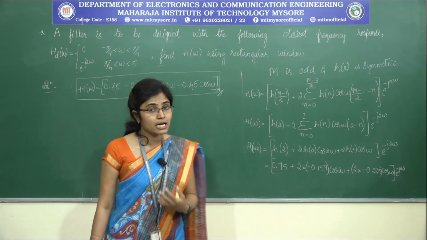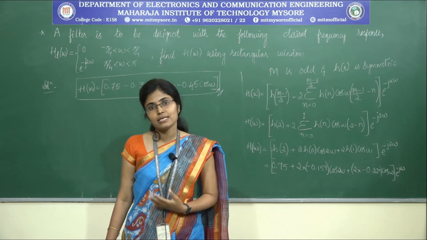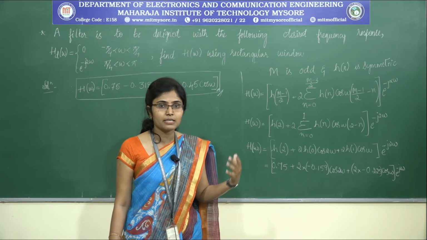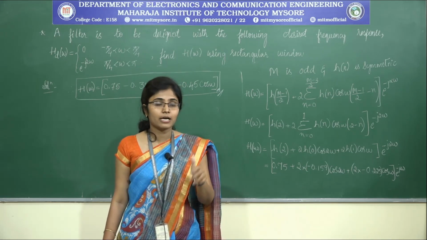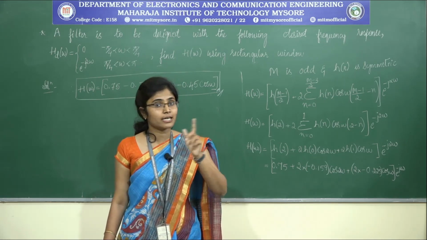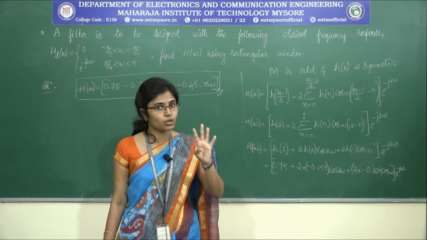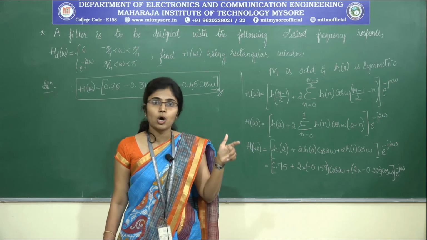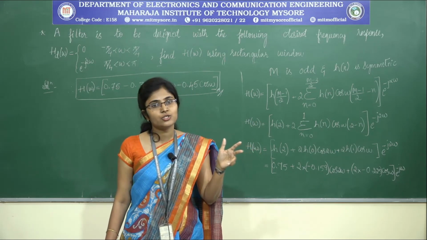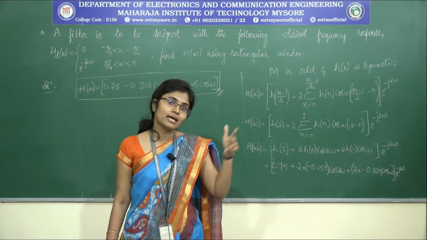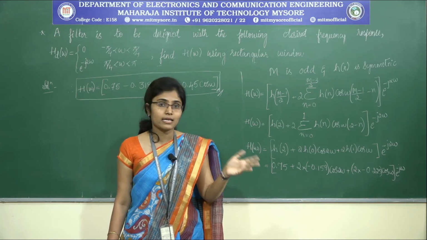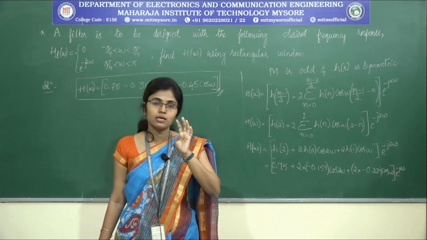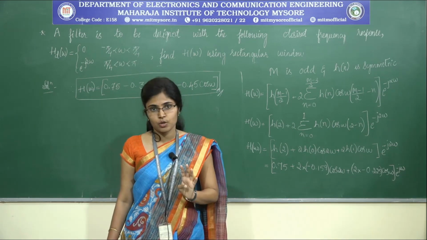From next class we will start with the realization part of a FIR filter. The main thing we should remember in the design part is the symmetric and antisymmetric condition. We have 4 conditions: when M is even and symmetric, when M is odd and symmetric, the third condition is when M is even and antisymmetric, and when M is odd and antisymmetric. These 4 conditions and the formulas associated with these 4 cases are important.